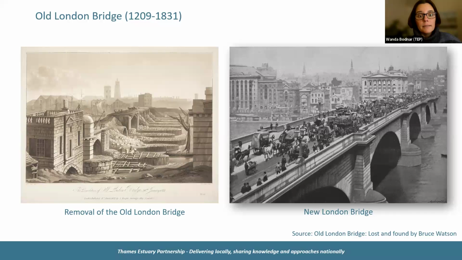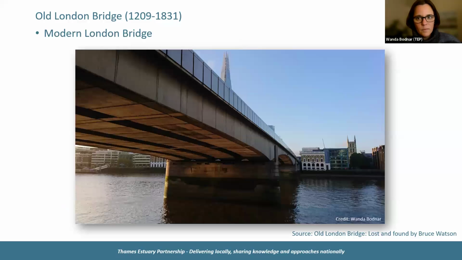By 1896, this new London Bridge was the busiest point in London, with 8,000 pedestrians and 900 vehicles crossing it every hour. It was then widened by 4 meters, but subsequent surveys showed that the bridge was sinking, so the decision was made to remove it. The current modern London Bridge was completed in 1973.